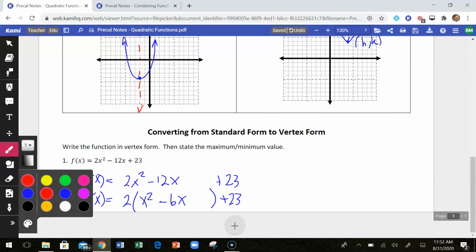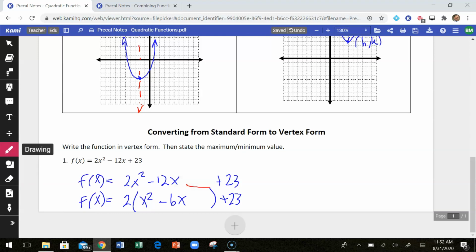Then what we're going to be looking for is, what can I add in here to make this thing inside be a perfect square trinomial? And what that means is it factors as the same thing twice. And the way that we're going to figure that out is we're going to take this middle value, which is negative 6, divide that by 2, and square it. That's the process here. So negative 6 divided by 2 is negative 3. Squared is going to be 9.